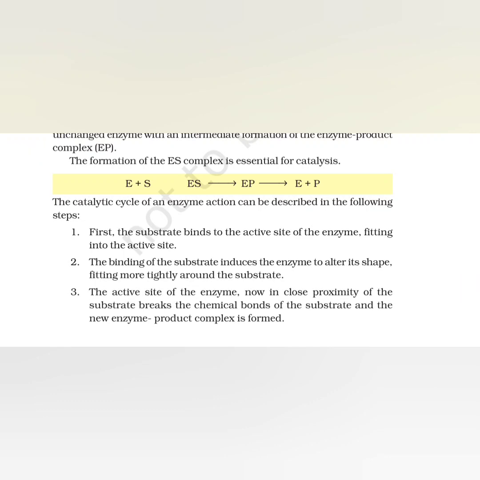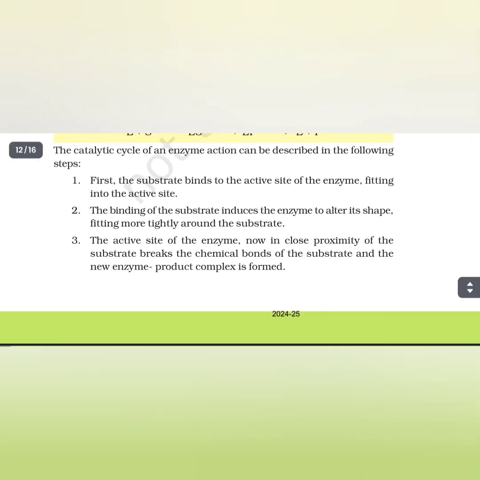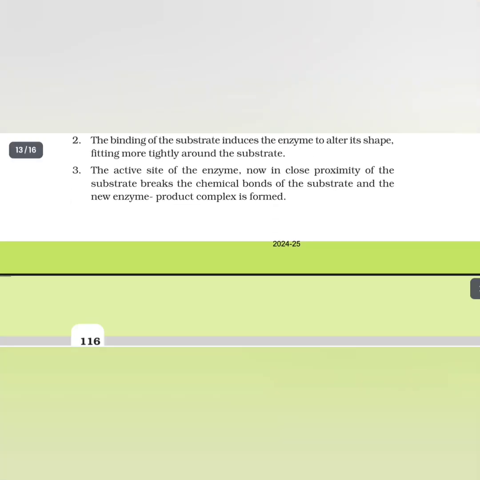The catalytic cycle of an enzyme action can be described in the following steps. First, the substrate binds to the active site of the enzyme. Fitting into the active site, the binding of the substrate induces the enzyme to alter its shape, fitting more tightly around the substrate. The active site of the enzyme, now in close proximity to the substrate, breaks the chemical bonds of the substrate and the new enzyme-product complex is formed.